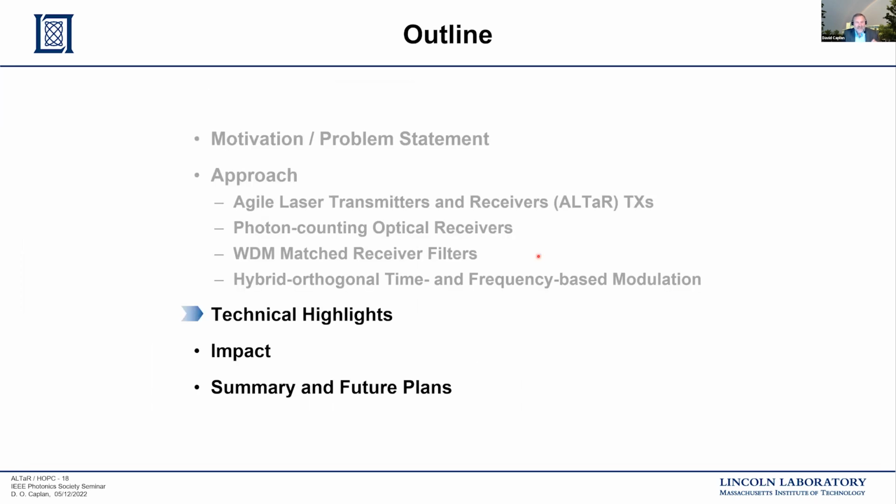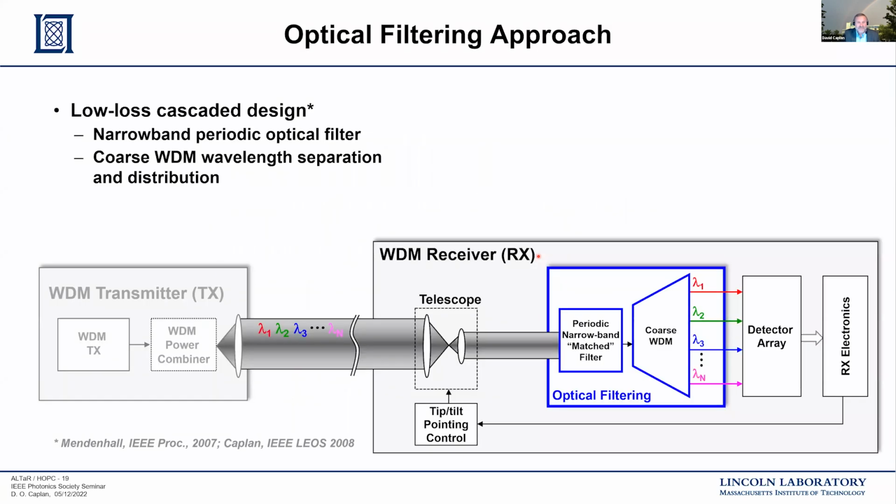So the next section, I'm going to be talking about the technical highlights of what we've been able to implement in practice. So the optical filtering approach is highlighted here. And just to give you a sense of the lay of the land, we're talking about the free space optical transmitter and receiver. The transmitter will generate any one of a number of wavelengths using ALTaR type technologies that I mentioned.